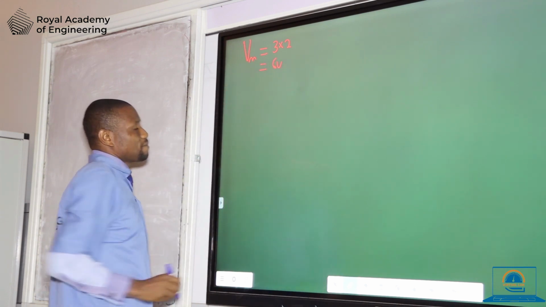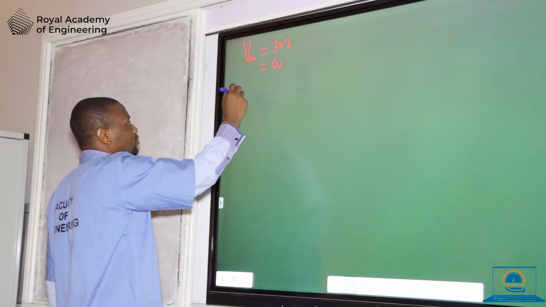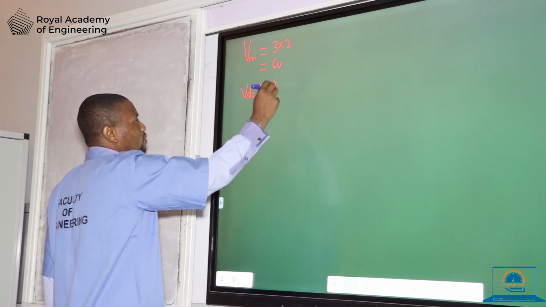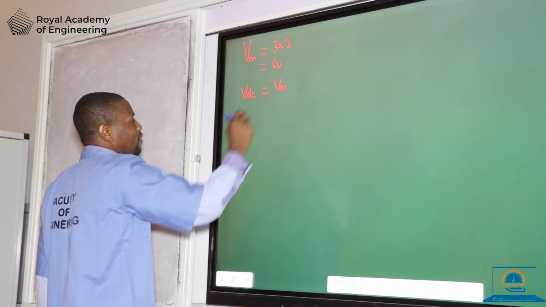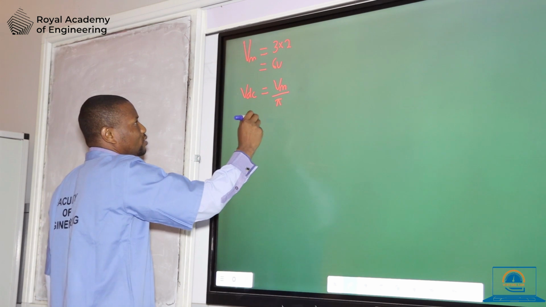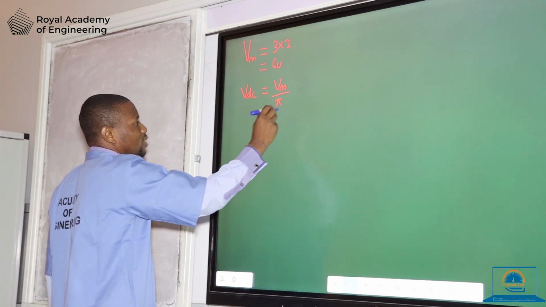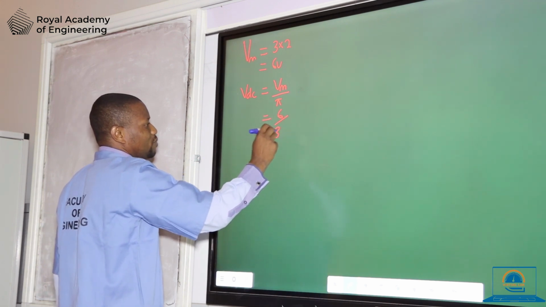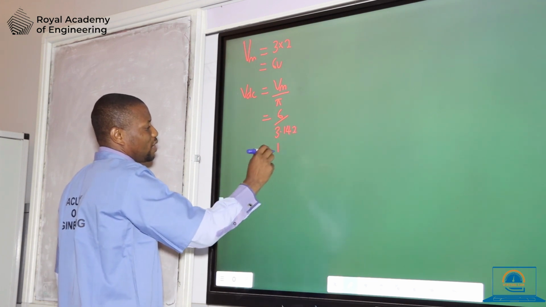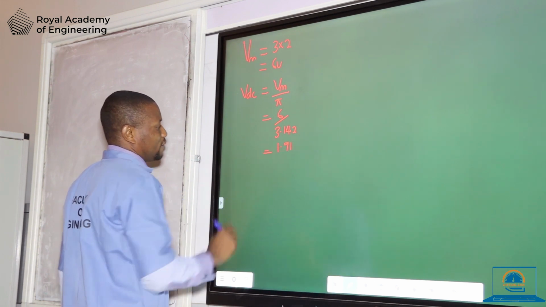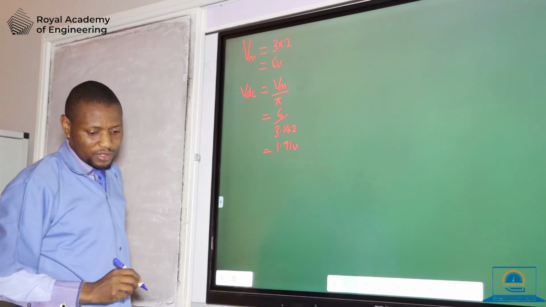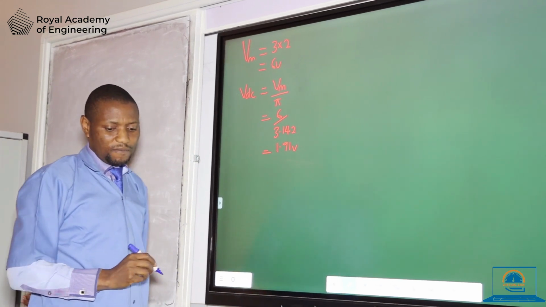And then our VDC is equal to VM all over pi. This leaves us with 6 divided by 3.142, which will give us a value of 1.91 volts.